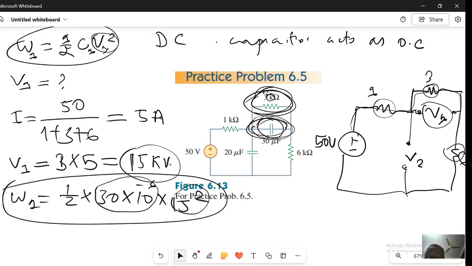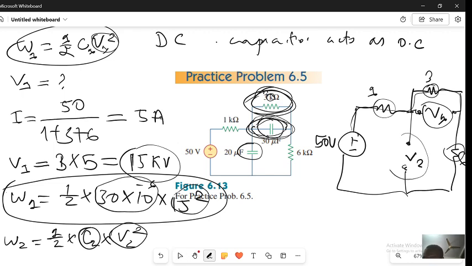Let's see. Now if I want to find V2, to find the energy of the capacitor 2, same formula, 1 by 2. I will have omega 2 equal 1 by 2 multiplied by C2 multiplied by V2 square. C2 I already have 20, but V2, how can I determine V2? V2 is this one. To determine V2, I have 50. I have this one from here.